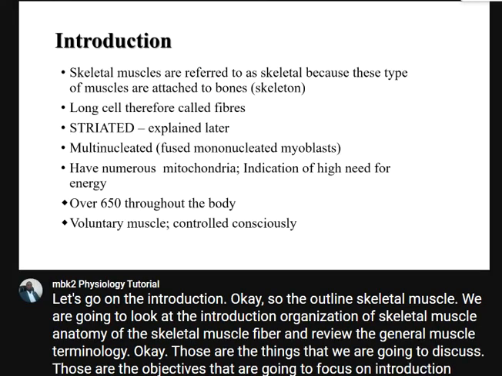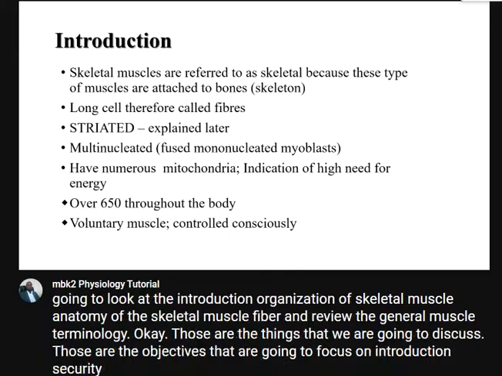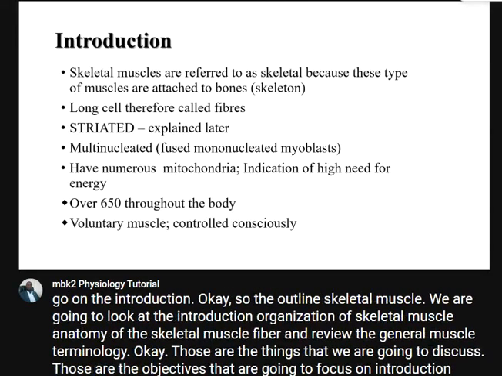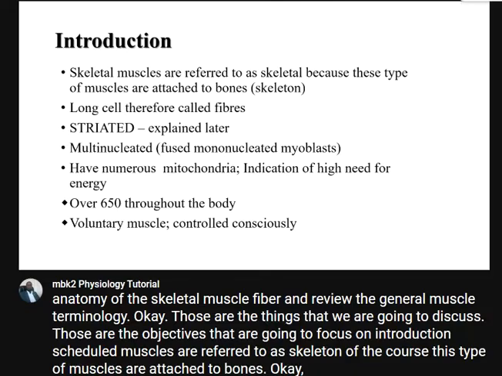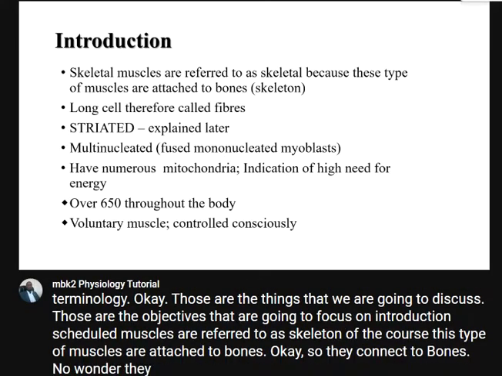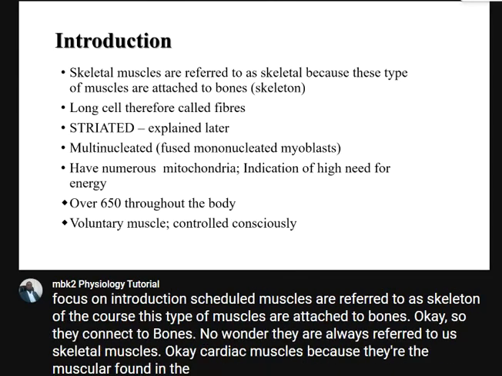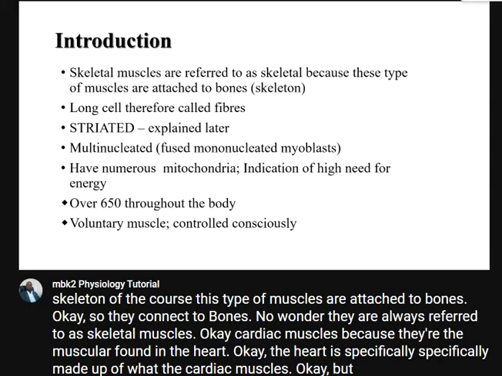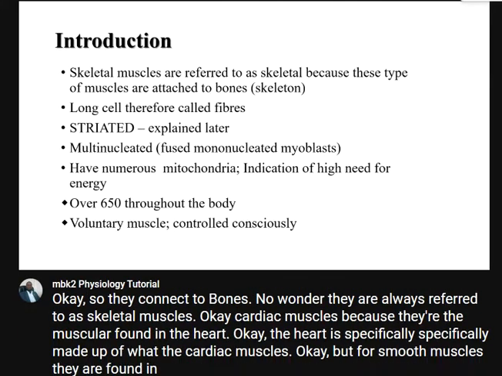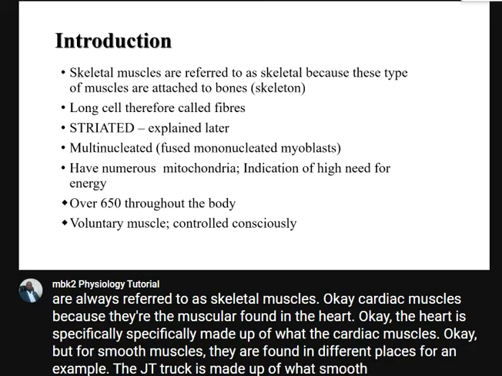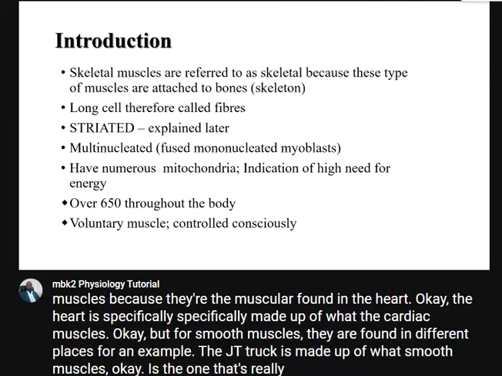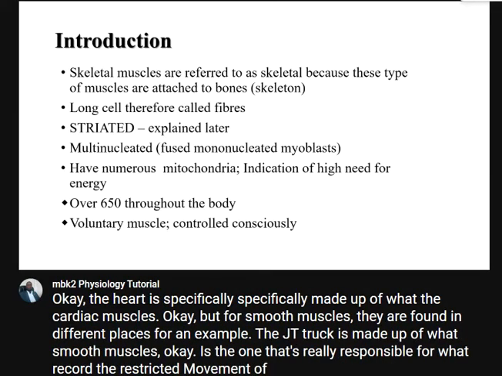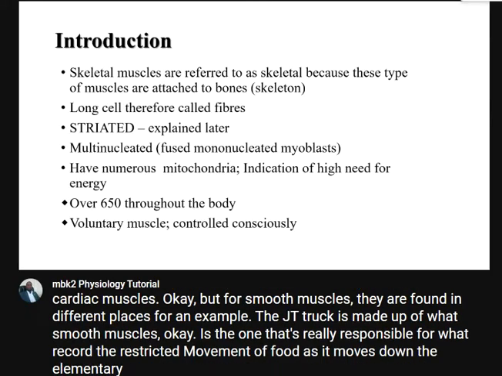Introduction. Skeletal muscles are referred to as skeletal because these types of muscles are attached to bones. So they connect to bones. No wonder they are always referred to as skeletal muscles. Cardiac muscles are found in the heart. The heart is specifically made up of the cardiac muscles. But smooth muscles are found in different places. For example, the GIT tract is made up of smooth muscles. It's the one that's really responsible for what we call peristaltic movement of food as it moves down the alimentary canal, or the gut.